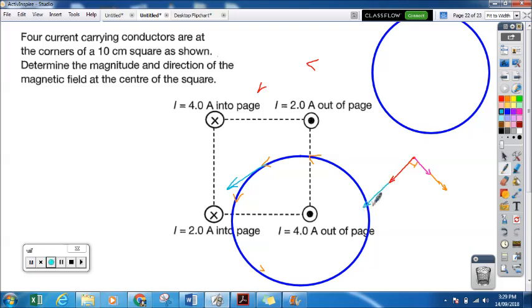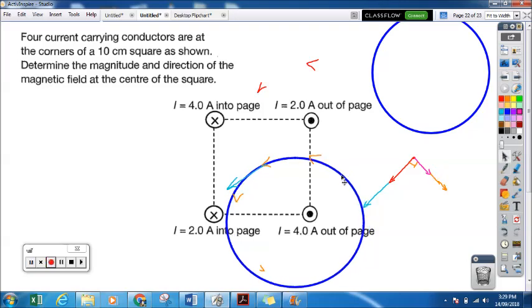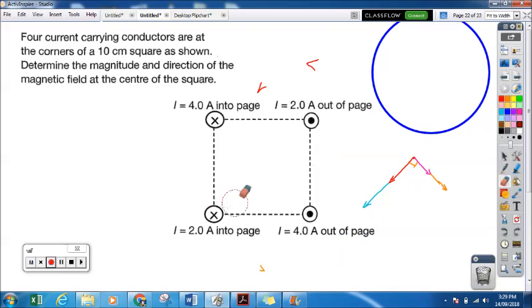So we now have the four directions of the magnetic field at that point. So let's just rub them away. So the red one, this red one here, is the magnetic field that comes from that.